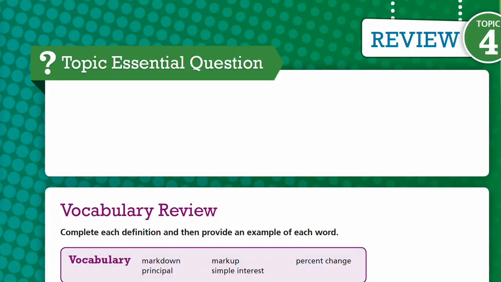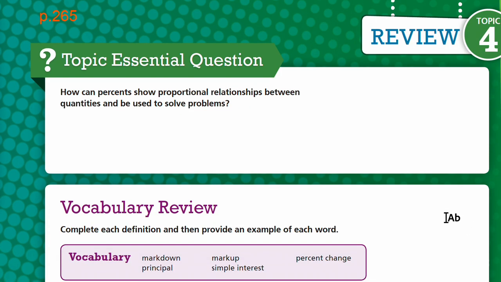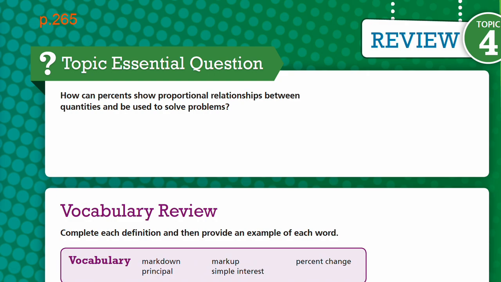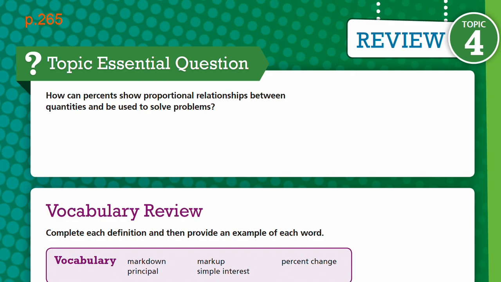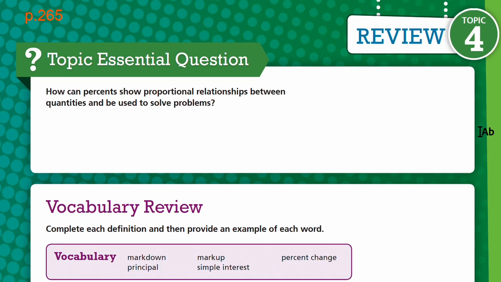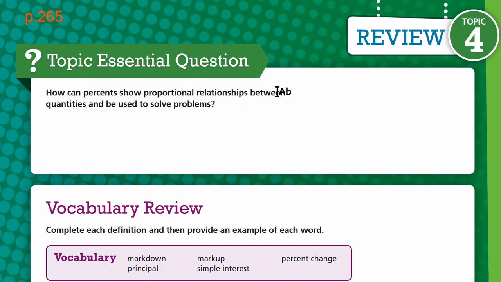Pre-Algebra, topic 4, review. Let's review our topic now. On page 265, we have this first page of review, starting with the topic essential question. How can percent show proportional relationships between quantities and be used to solve problems? So we want to summarize the entire topic. Looking back to our topic, what have we learned?